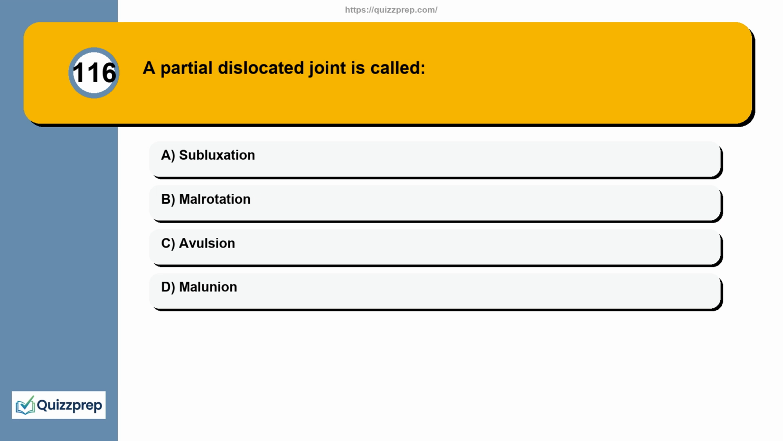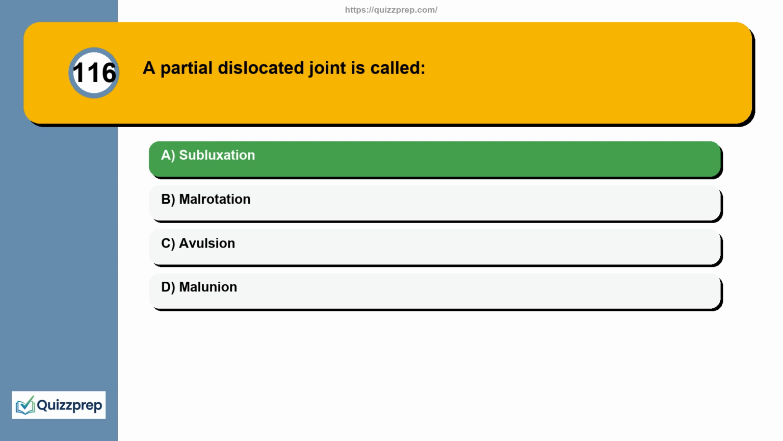Question 116. A partially dislocated joint is called: option A, subluxation. Option B, malrotation. Option C, avulsion. Option D, malunion. The correct answer is option A, subluxation.